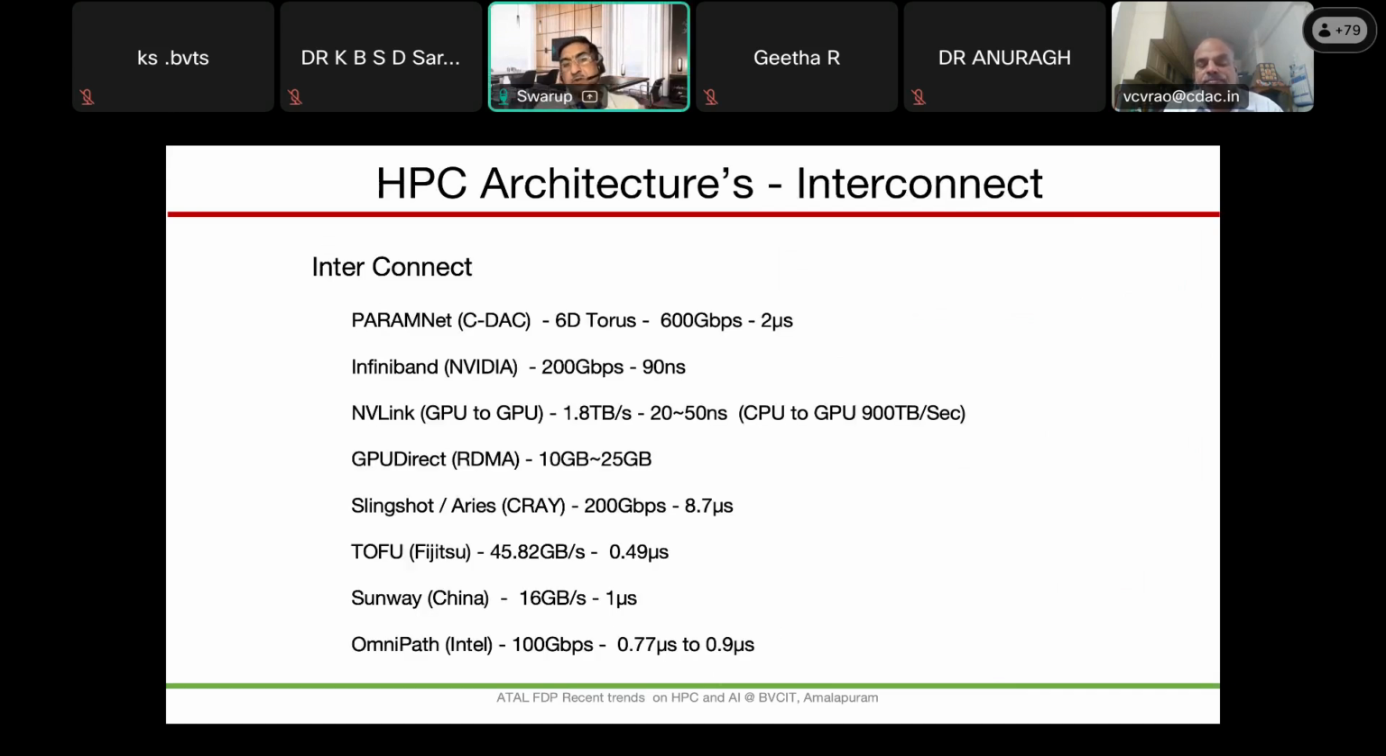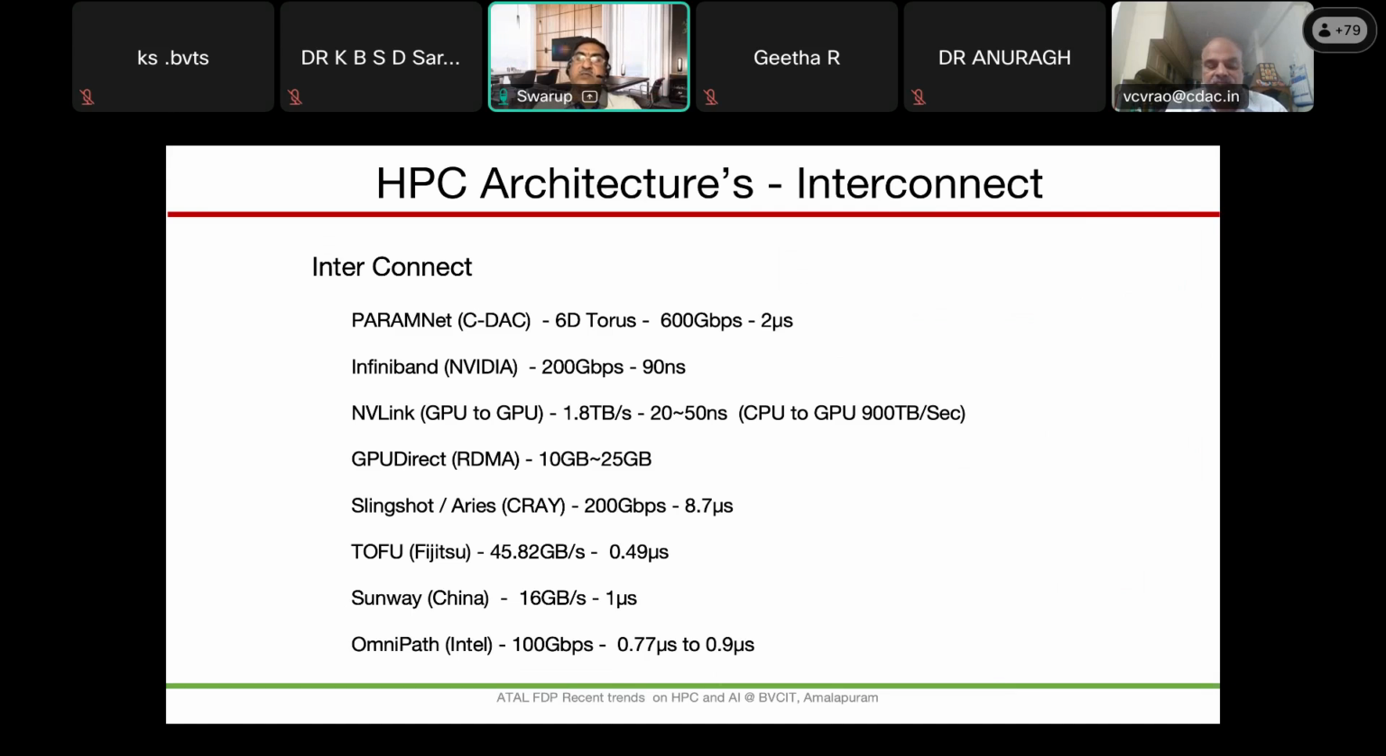We talked about this interconnect which is connecting all the nodes. It is not the interconnect which is connecting the CPUs, it is connecting the nodes. Now you have the Param network. So the Param network that C-DAC developed in-house is a 6D torus. That means it's a multi-dimensional network. Like say from any node I can connect to the other node in 6 different ways. That means 6 different lanes.